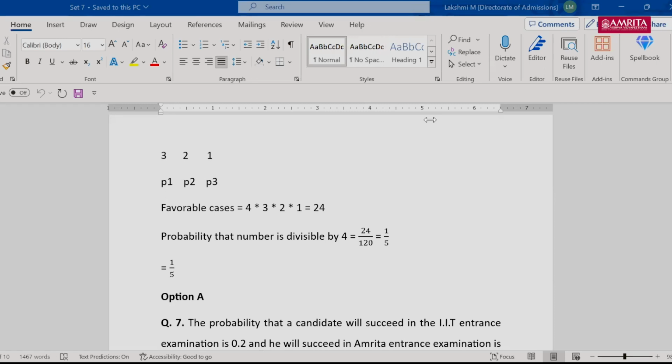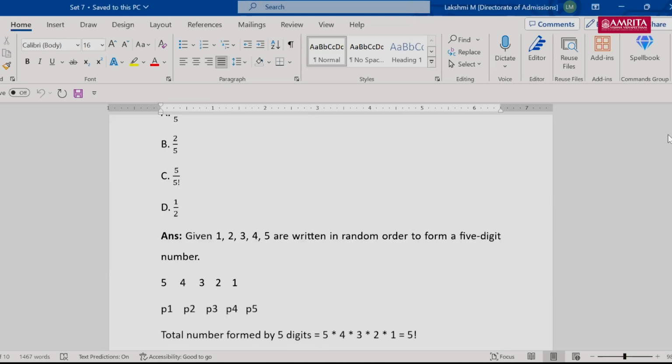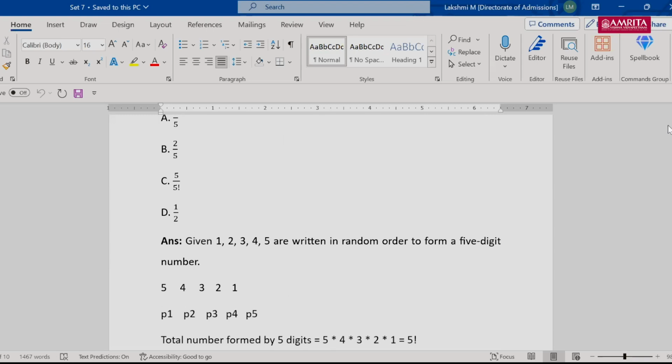I hope you got an idea about it. I hope you all got an idea about it. If you want me to repeat this, just type it in the chat box, or we'll move towards the next question.